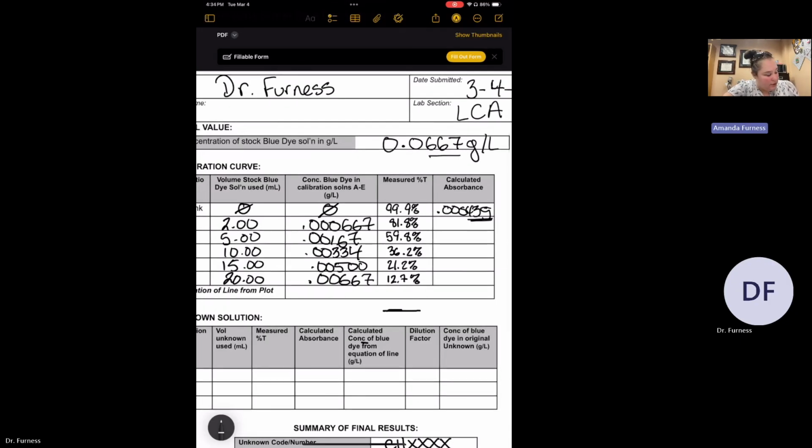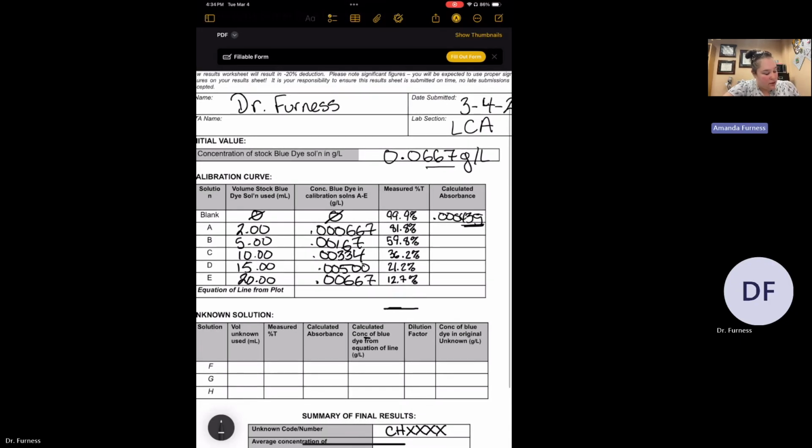For the equation of the plot of the line, our absorbance values have 3 sig figs here, and our concentrations have 3 sig figs, which tells me then that in my y equals mx plus b formula, my m can only have 3 sig figs, and my b can only have 3 sig figs. So when you're writing out your equation right there, I'll write it out just so that way you can see it.